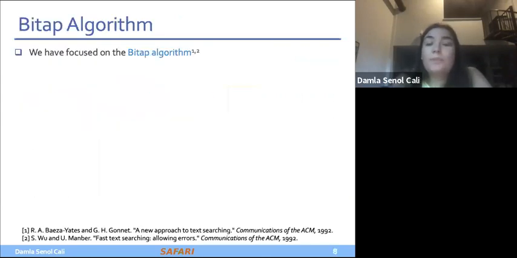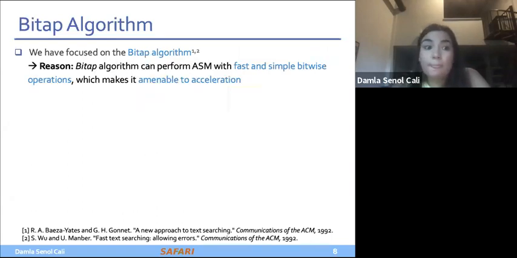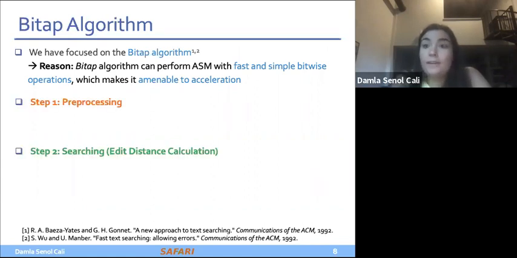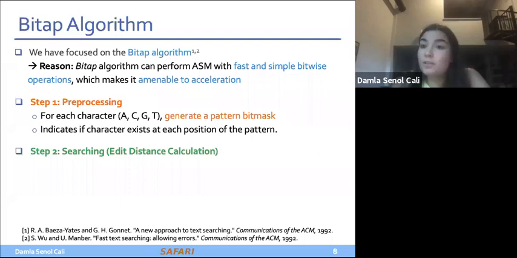Let's look at the approximate string matching algorithm we focused on in this work. We have focused on the Bitap algorithm, in order to replace this expensive dynamic programming algorithm. The reason is that this algorithm can perform ASM with fast and simple bitwise operations, which makes it amenable to acceleration. There are 2 common steps of the algorithm. The first one is pre-processing. For each possible character in the alphabet, and in this context it is ACGT, we generate a pattern bitmask, which indicates if that character exists at each position of the pattern. And the second step, searching or edit distance calculation, is the main body of this algorithm.